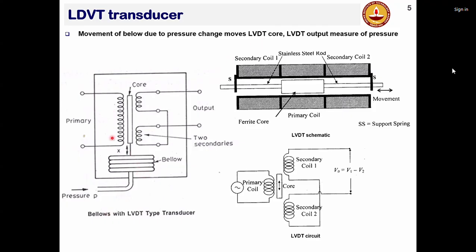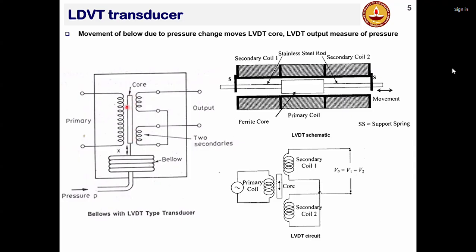So this is the typical arrangement. This is the pressure source that you want to measure, and this is connected to the bellow. And when the pressure increases, the bellow would expand. Now here you have an interesting arrangement. You have a primary coil and two secondary coils. And this bellow is connected to a core. And when the bellow deforms, the core moves.